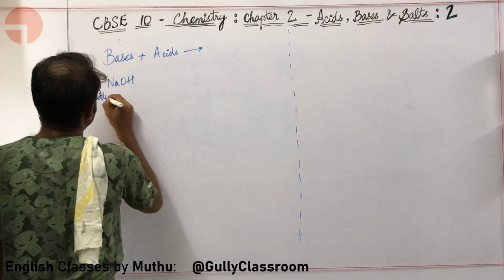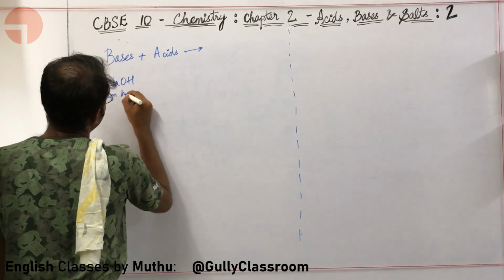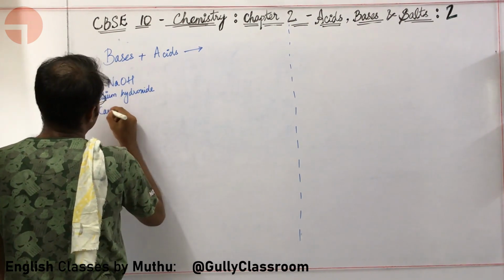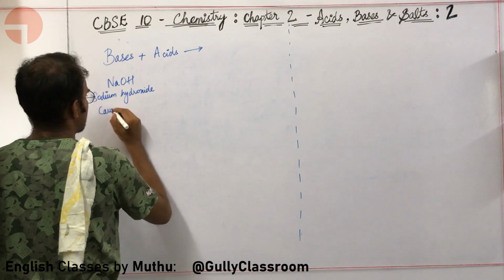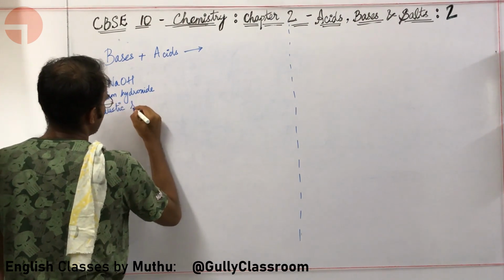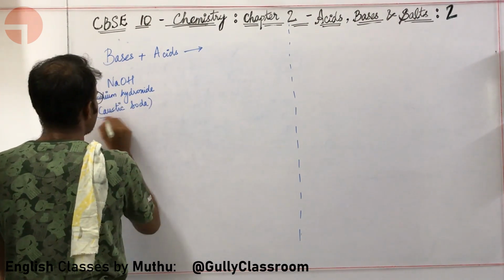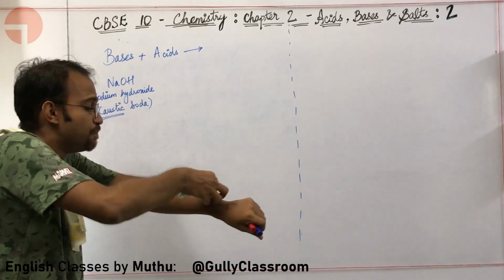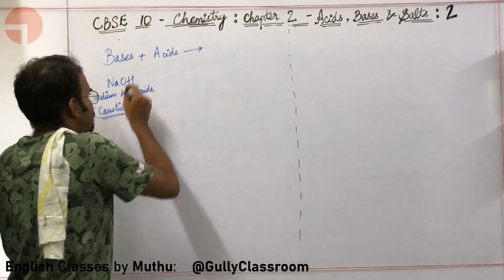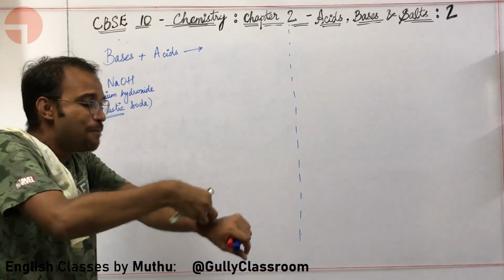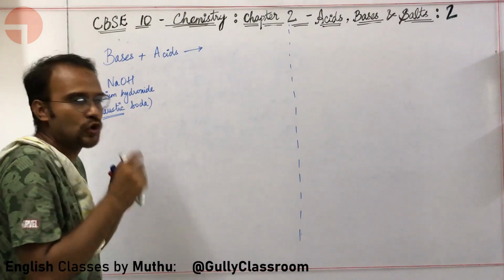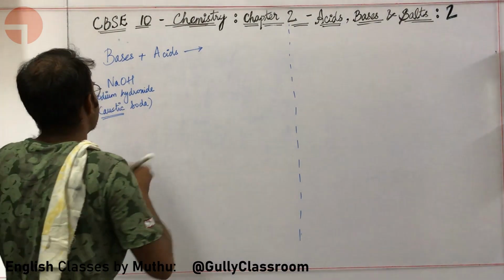Sir, what is the other name for sodium hydroxide? Sodium hydroxide is also called caustic soda. Why is it called caustic soda? Because it can burn the skin off. Sodium hydroxide has a burning nature. This caustic means the burning or corrosive nature of sodium hydroxide.